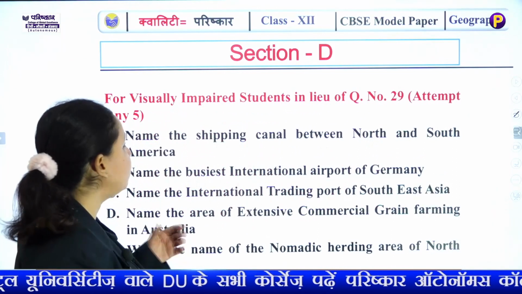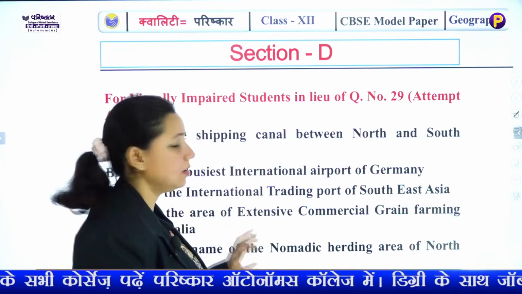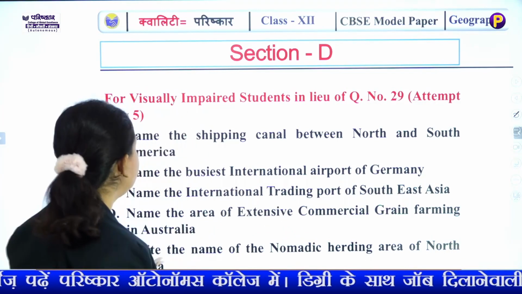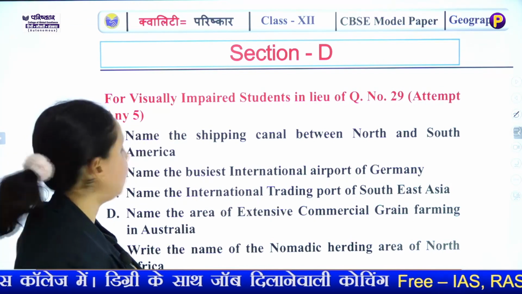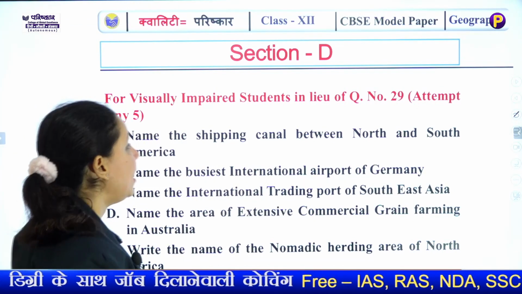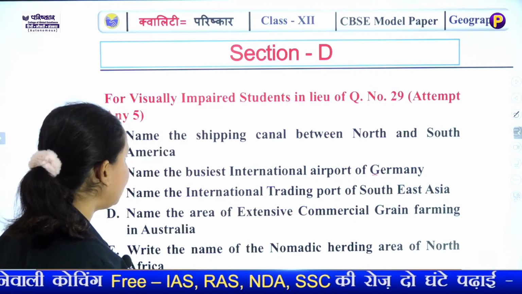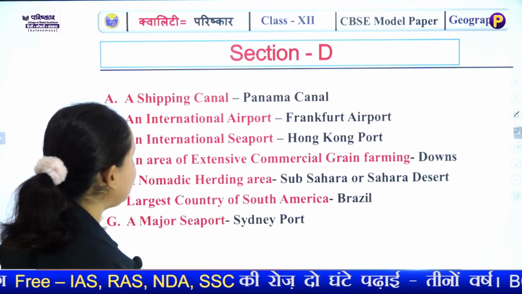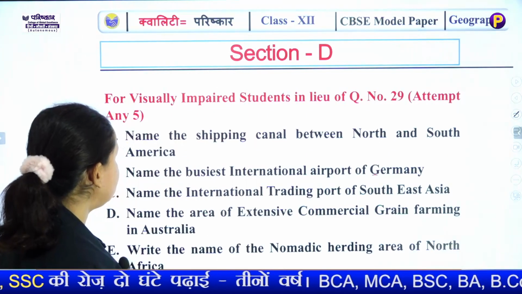Again, for visually impaired student, the answer will be same. Only there is a twist in the structure of the question. Name the shipping canal between North and South America. Panama Canal. Name the busiest international airport of Germany, Frankfurt. Name the international trading port of Southeast Asia. You can see the Hong Kong, the important port of Southeast Asia.